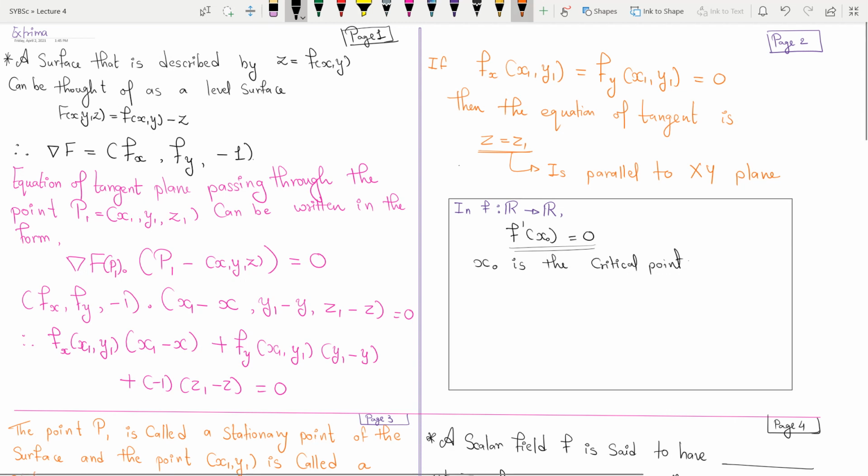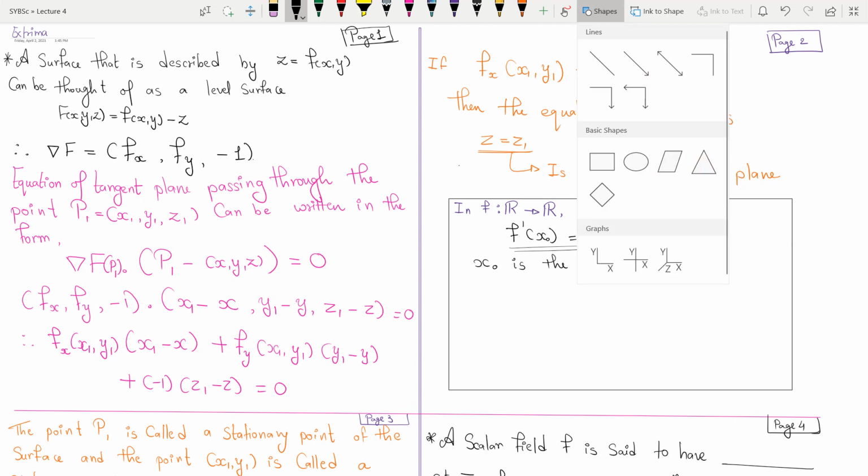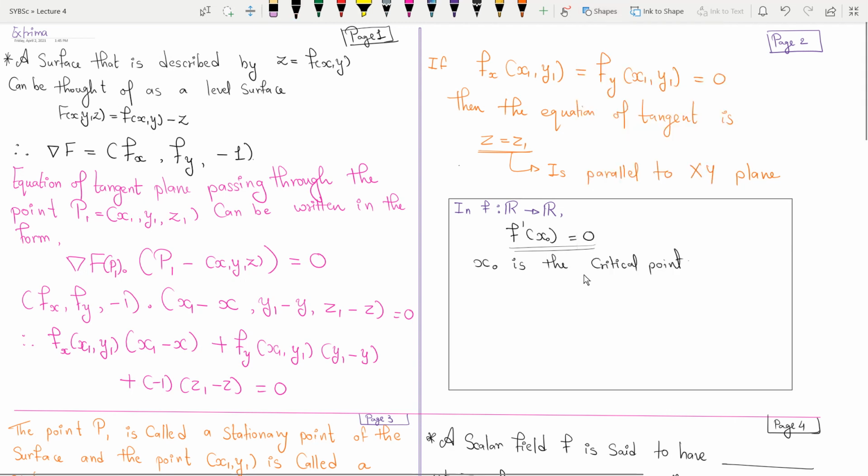If I try to explain it in terms of a graph, let me put a small graph over here. Suppose this is my x-axis, this is my y-axis. Suppose my function is like this, and if I find the derivative at this point, the derivative is nothing but what?